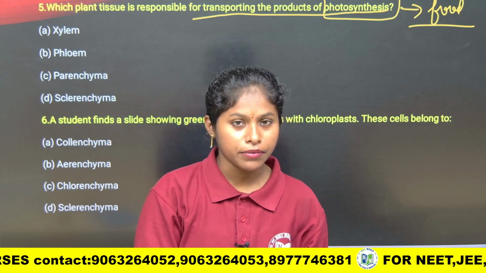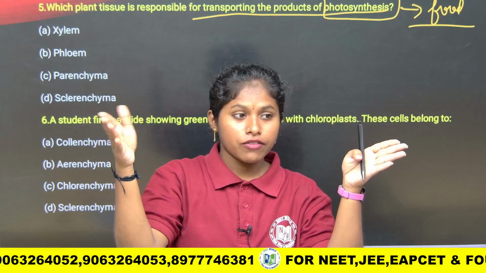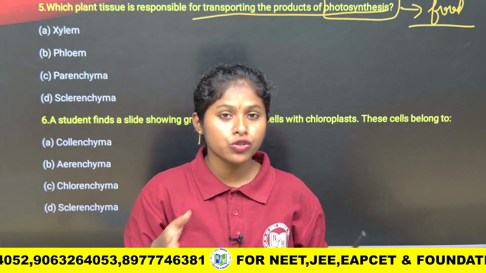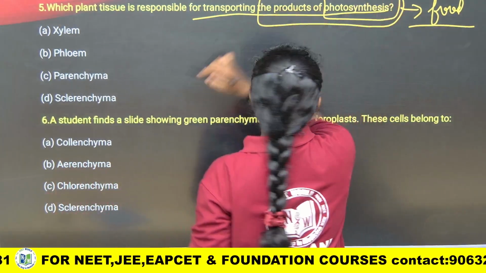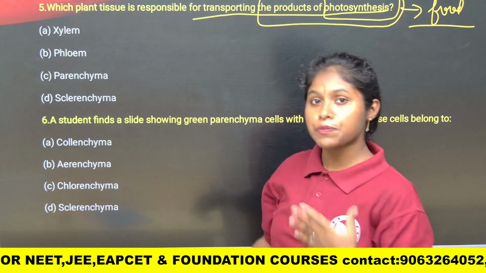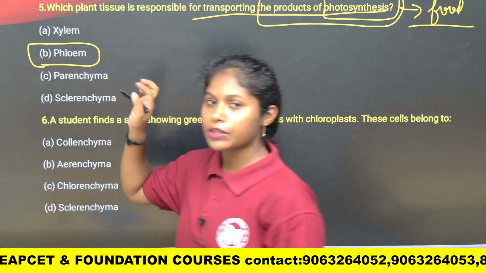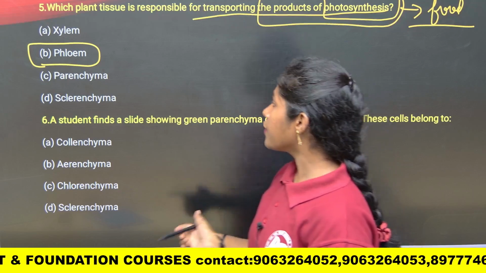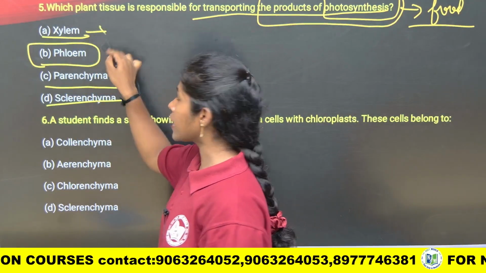The xylem transports the water. The food which is prepared in the upper part is delivered to all the apartments through the delivery boys. Those delivery boys' name is phloem. Right? So here they are asking about the products of photosynthesis, which is nothing but food. Which tissue is transporting, they are asking. We know that the delivery of the food to all parts of the plant happens by the phloem tissue. So not the parenchyma, not the sclerenchyma, not the xylem. Xylem transports water.